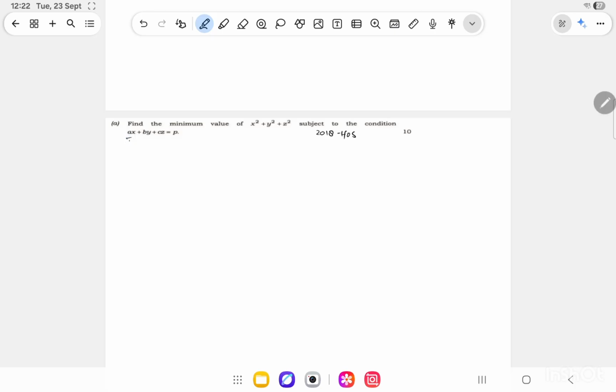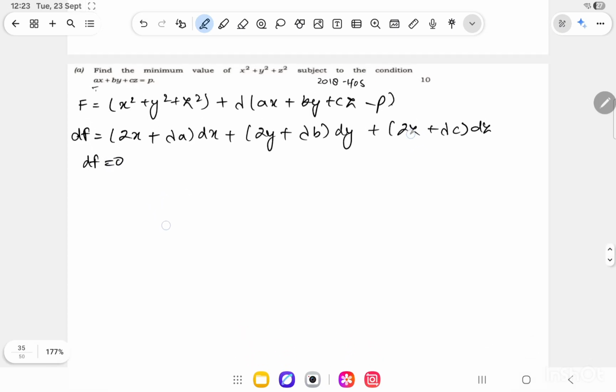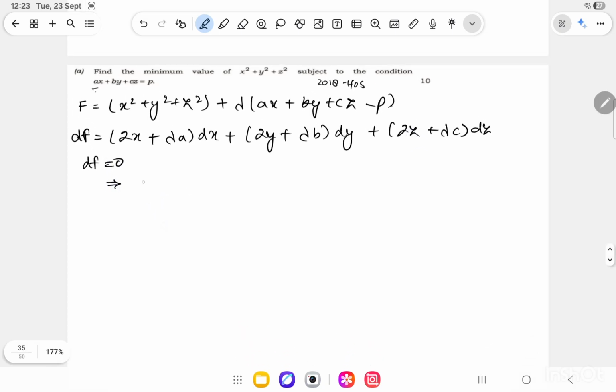So let's do that. So here capital F function will be basically x square plus y square plus z square plus lambda times (ax plus by plus cz minus p). Now if I take its total derivative, that will basically give me (2x plus lambda a) into dx plus (2y plus lambda b) into dy plus (2z plus lambda c) into dz. Now if I just equate it with 0 to get the critical points, that will basically give me 2x plus lambda a equals 0.